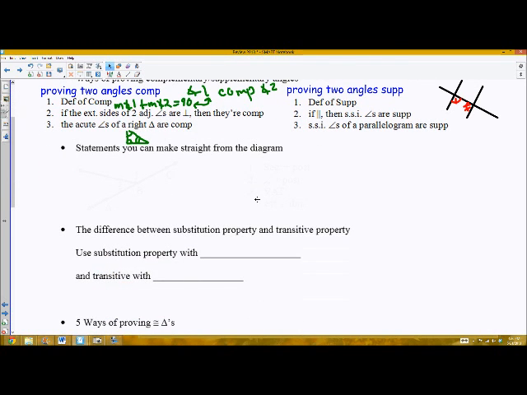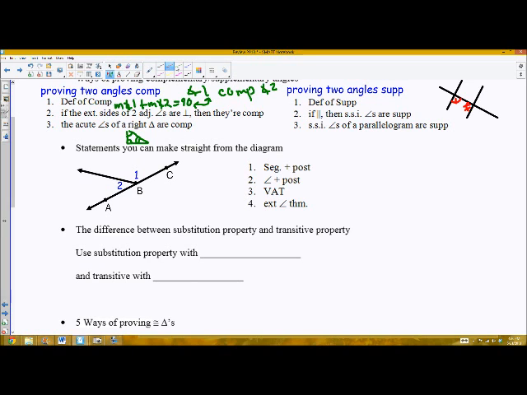Now there's a number of statements that you can make straight from a diagram. So here's a list of some theorems that you could use in a proof, of conclusions you can make straight from a diagram. So let's use a diagram as an example to see how each of these are used. The segment addition postulate basically says that the sum of any two components of a segment is equal to the length of the entire thing.